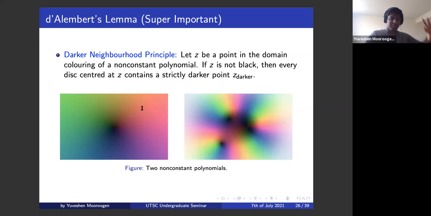If you want a picture proof, I mean, it's really not that convincing, but you could notice that in the picture of just the usual shaded color wheel, if I draw a disk, then I obviously have to have a darker point because part of my disk is getting closer to the origin.